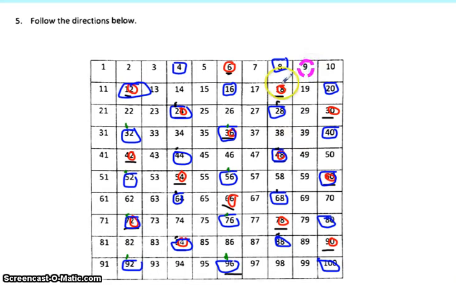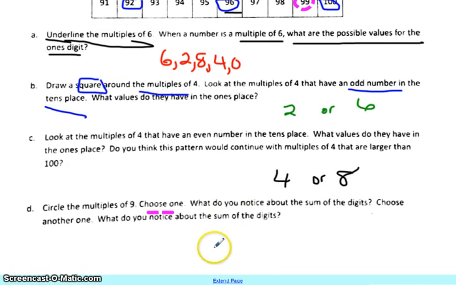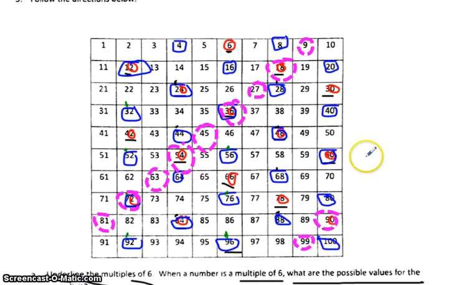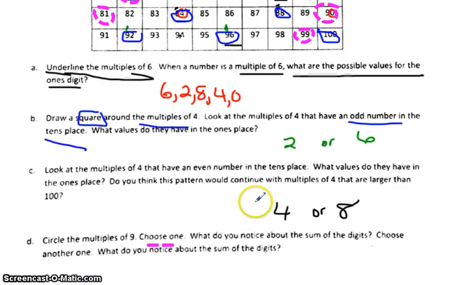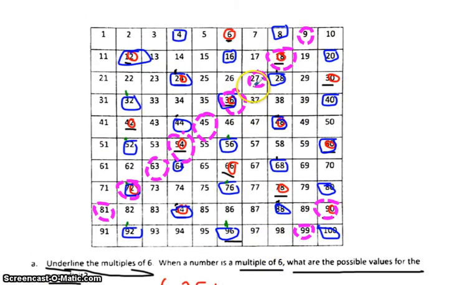Okay, so let's circle the multiples of 9. So 9, 18, 27, 36, 45, 54, 63, 72, 81, 90, 99. Okay. Choose one of them, it says. Let's pick one we can see. Let's pick 27. So we're going to look at 27. It says, what do you notice about the sum of the digits?